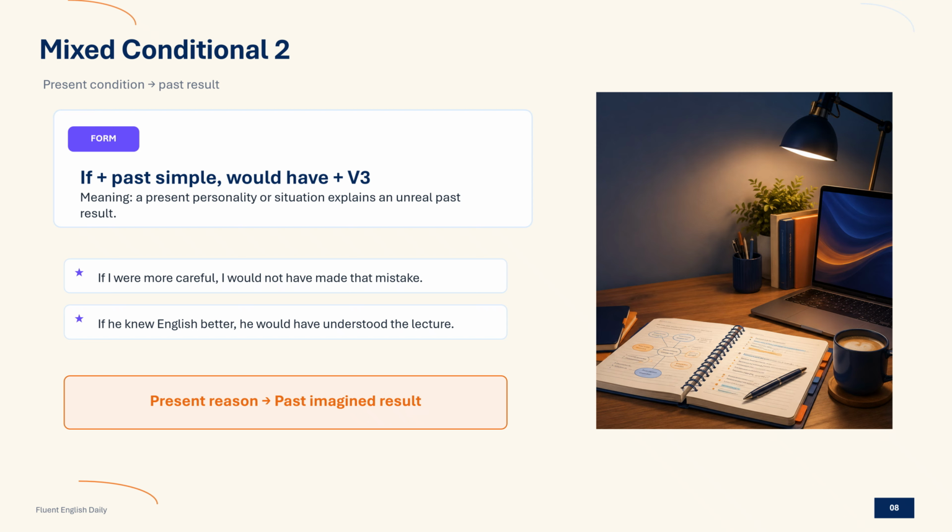Another example is, if he knew English better, he would have understood the lecture. His present level of English helps explain why he failed to understand the lecture in the past. This form is less common than the first mixed conditional, but it is very useful when a continuing personality trait, ability, or present situation explains an unreal past result. Think of it as present reason, past imagined consequence. Always identify the time of each clause separately.